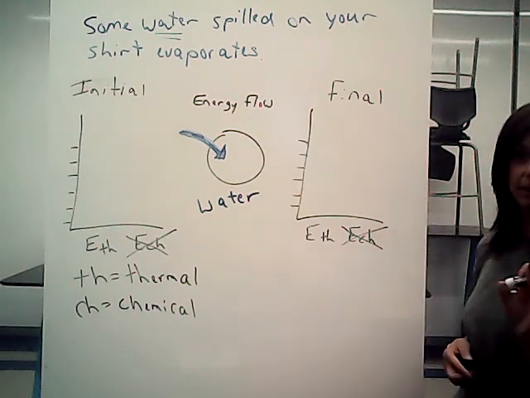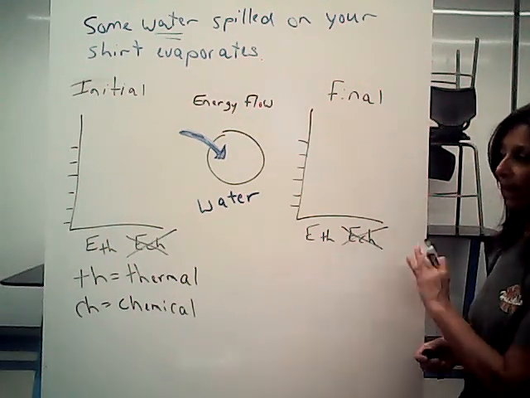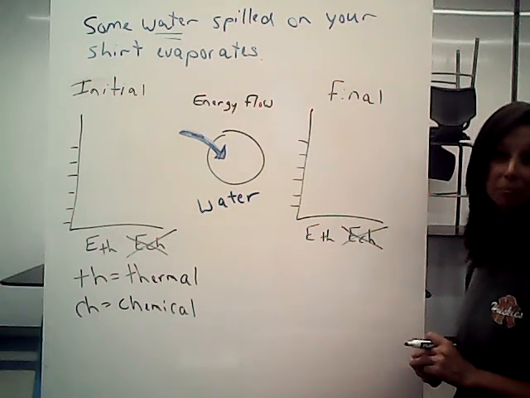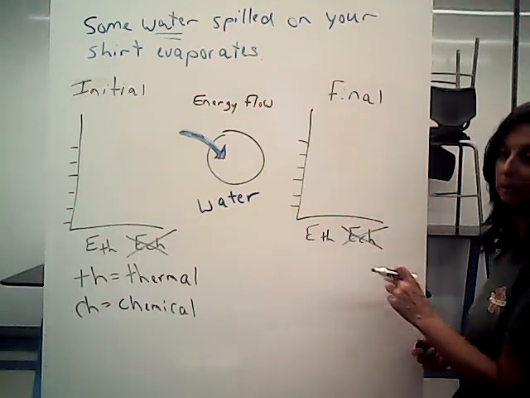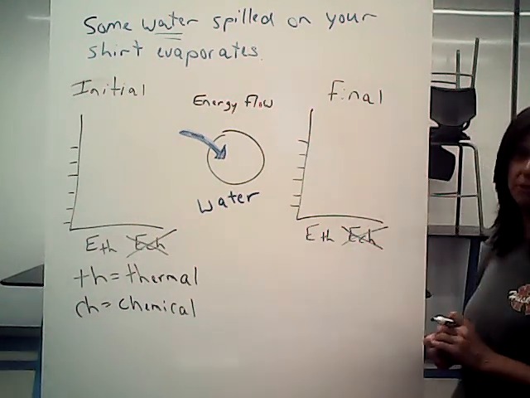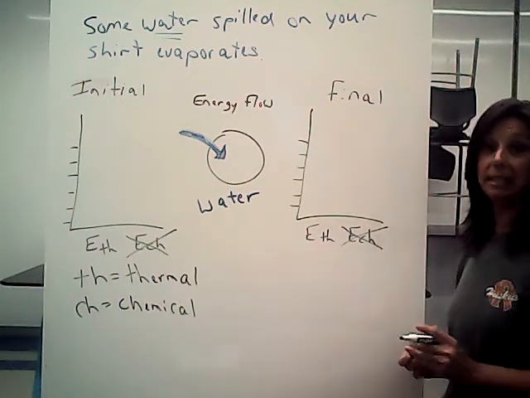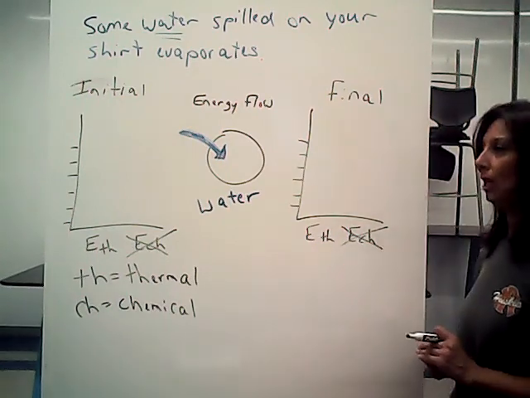So we'll just ignore the ECH. If it's on your document, you can just ignore it. You can leave it on your document, but you're not going to be showing any bars above that part. It's only going to be above the TH since we're showing a thermal change, okay?